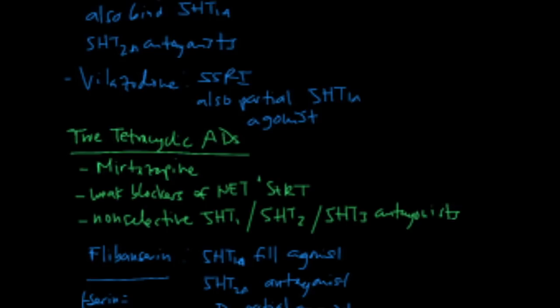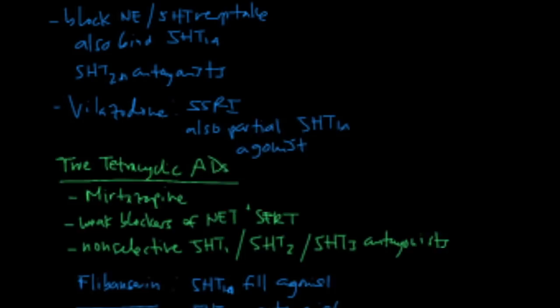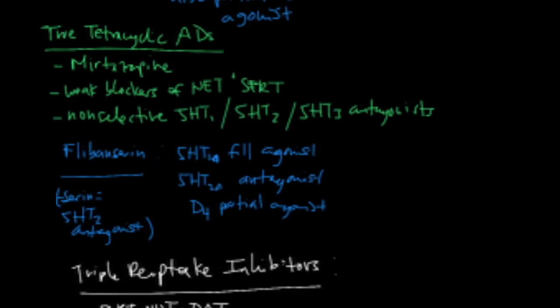Before, I said there are tetracyclic antidepressants. Your true tetracyclic antidepressants include mirtazapine. These are weak blockers of NET and SERT, and non-selective 5-HT1, 5-HT2, and 5-HT3 antagonists. Flibanserin is a 5-HT1A full agonist, 5-HT2A antagonist, and a D4 partial agonist. An easy way to maybe remember this is that your serins are your 5-HT2 antagonists. So that fills in one bubble for you.